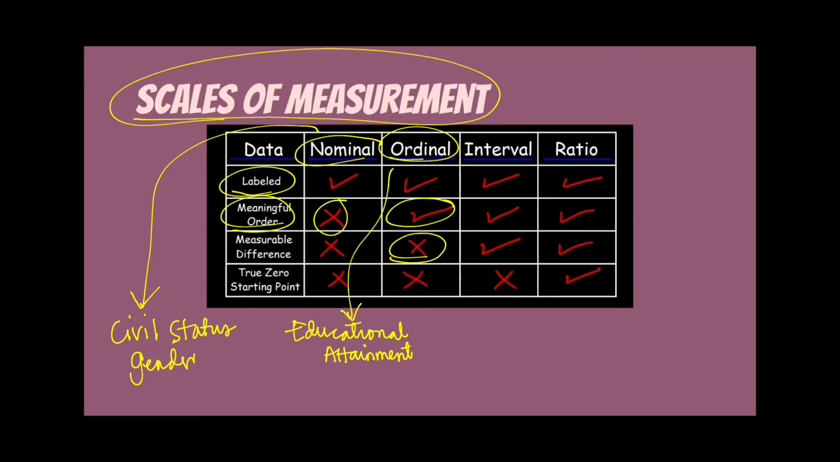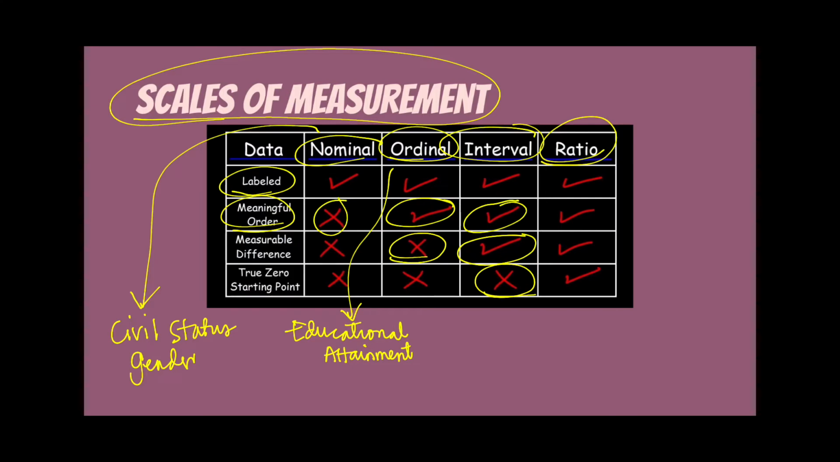Next, we have interval scales. What are interval scales? Interval scales have a meaningful order and also a measurable difference, but they don't have a true zero starting point. This is something that might be confusing to understand, so we will go now to the last one so that we can compare. The last and more powerful one is the ratio scale.